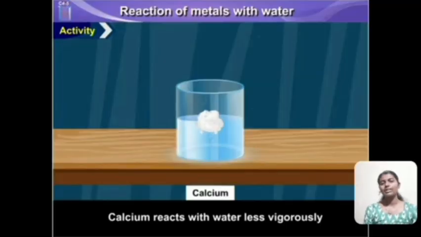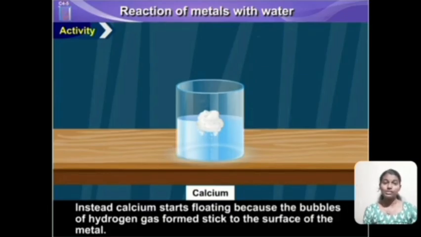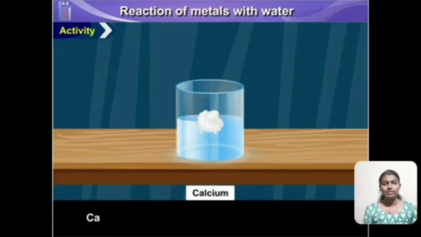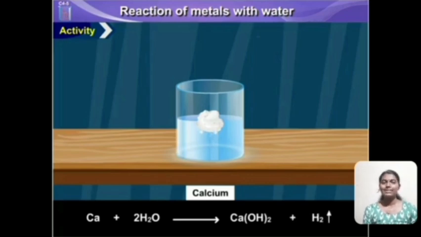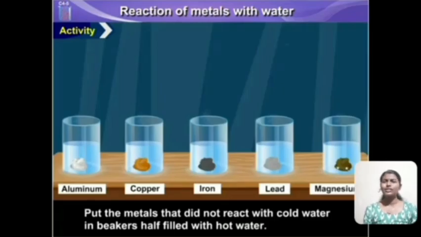Calcium reacted with the water less vigorously. Hence, the heat evolved is not sufficient for hydrogen to catch fire. Instead, calcium starts floating because the bubbles of hydrogen gas formed stick to the surface of the metal. Calcium reacted with the water to form the equation: Ca plus 2H2O gives Ca(OH)2 plus H2. Hydrogen gas is evolved.